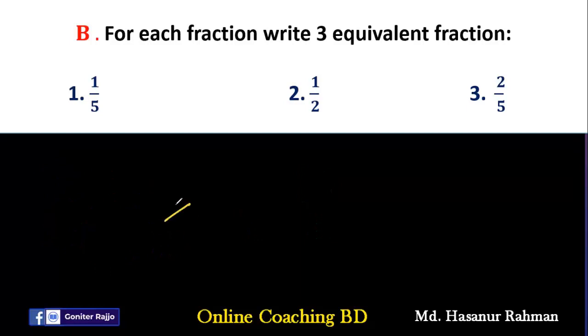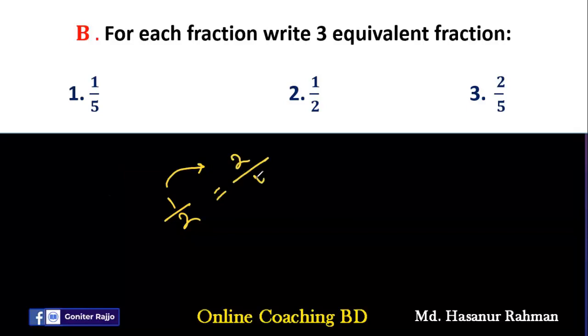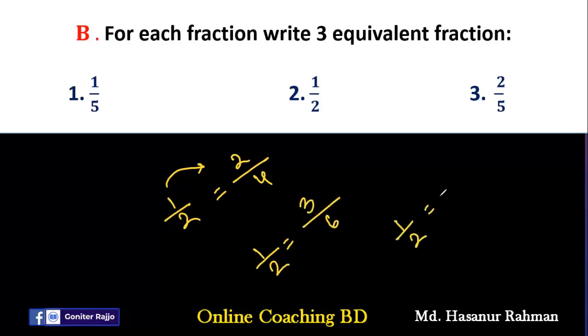Number 2, 1 by 2. If we multiply this one by 2, what will we get? 2 1s are 2, 2 2s are 4. If we multiply this 1 by 2 by 3, then 3 1s are 3, 3 2s are 6. If we multiply this 1 by 2 by 4, then 4 1s are 4, 4 2s are 8.